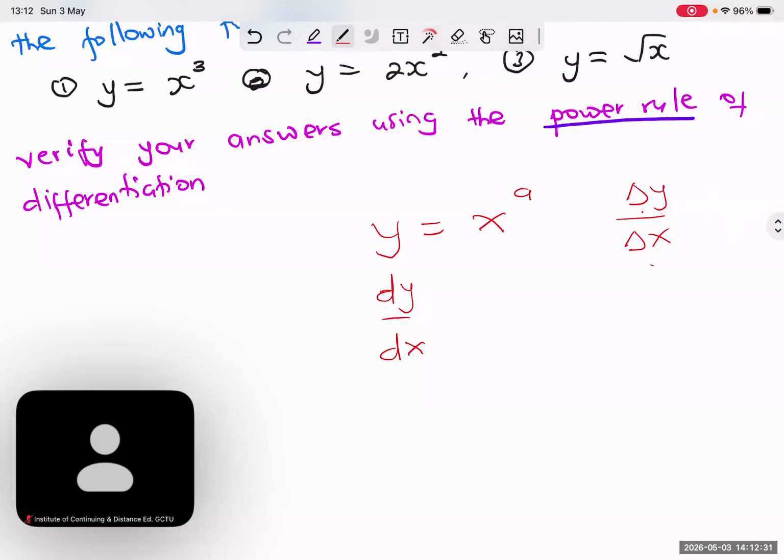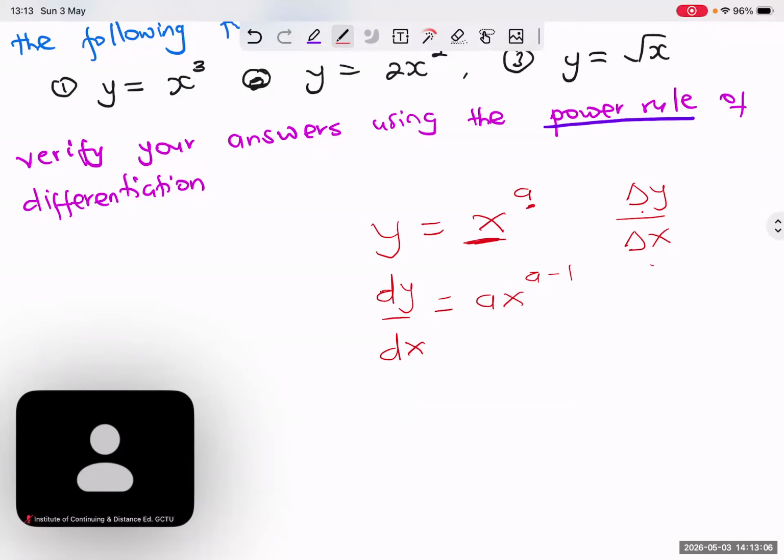So dy dx is equal to, using the power rule of differentiation, we multiply the number on top of the x by the coefficient of the x. Since the coefficient of the x in this expression here is 1, we'll have a times 1, that is a, then x. After getting ax, we subtract 1 from the power. So instead of a, we are going to have a minus 1. And this is what is known as the power rule of differentiation.